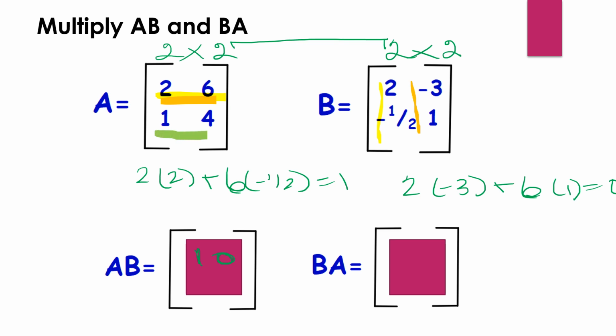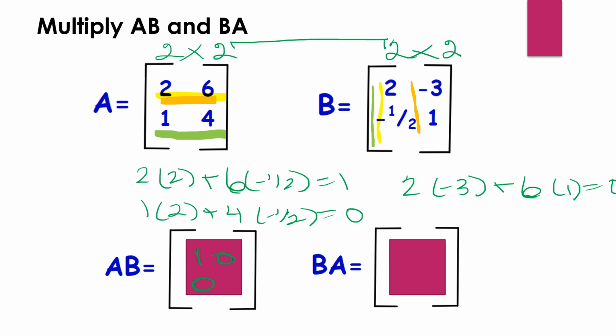Now we're going to take row 2 and multiply it by column 1, and that gives us 1 times 2 plus 4 times -1/2. So that would be 2 plus a -2, which is 0. So that's the row 2, column 1 element.